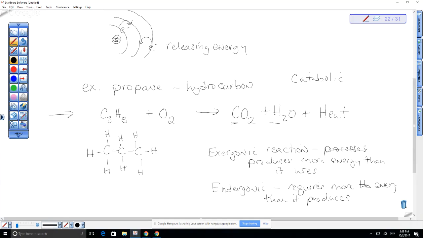Catabolic usually is exergonic versus anabolic, which is building stuff, building molecules, and that usually requires energy. So it required energy to put those carbon atoms together, and it releases energy when you break the bonds between the carbon atoms. Okay, so you could put down here, catabolic is usually exergonic, and anabolic is usually endergonic.